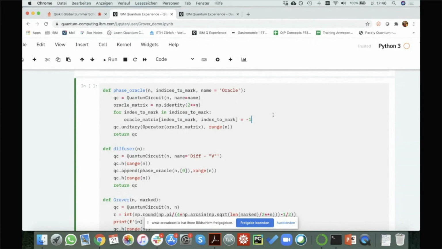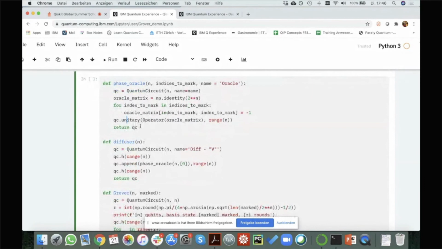So this is then a unitary that I have, but now it's a matrix. So what I need to do is transform this unitary, the matrix, into an operator on n qubits, which I'm doing here. And then I apply that unitary. So this unitary I have now applied to the quantum circuit that I created, and I will return this quantum circuit. This is just the phase oracle that I'm creating.